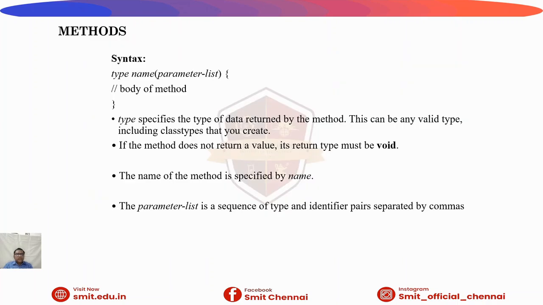Next we see what are called methods. You can see the syntax given here: type, name, and the parameter list, and within the braces we have the body of the method. Here the type specifies the type of data being returned by the method. If the method does not return any value, then it must be given as void. The name of the method is specified by the name, and the parameter list is a sequence of type and identifier pairs separated by commas.